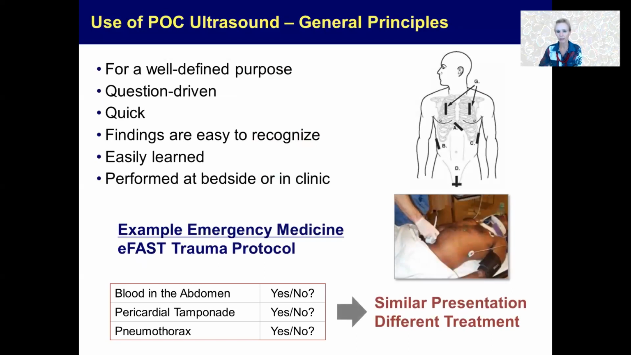And my favorite example here stems from emergency medicine. It is the so-called EFAST trauma protocol, where with a few transducer positions, as you can see, one can distinguish between blood in the abdomen, pericardial tamponade, or pneumothorax in a fast yes-no fashion. And why is this important? Because they all present similarly but require different treatment, and there is simply no time to move someone through a lengthy CT or possibly MRI scan.